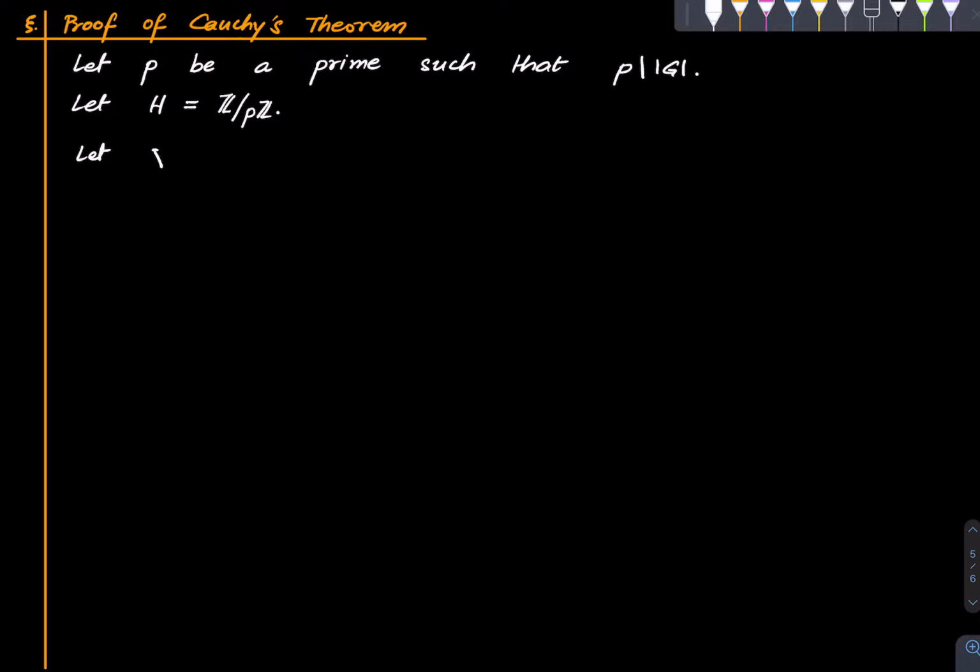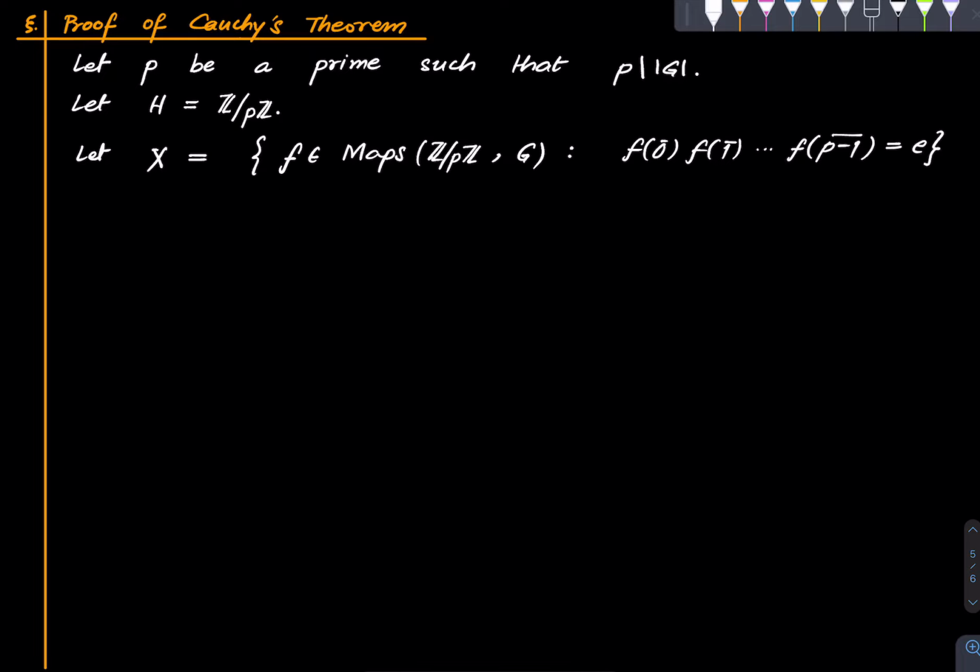So let X be the set of all functions. Maybe I should write it as maps from Z mod PZ. Okay, so it's not all maps, it's just some of the maps. So f is a map from Z mod PZ to G such that f(0 bar) times f(1 bar) dot dot f(p minus 1 bar) equals the identity of the group.